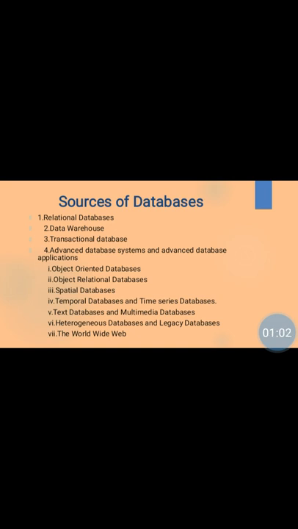So these are some topics, and it can be classified into four categories. First one is relational databases, then data warehouses, transactional database, and fourth one is advanced database systems and advanced database applications. Under this it can be classified into seven categories. Okay, so what are the main sources of data mining means, that is where we have to get the information.